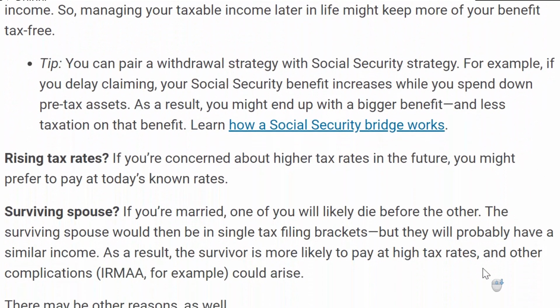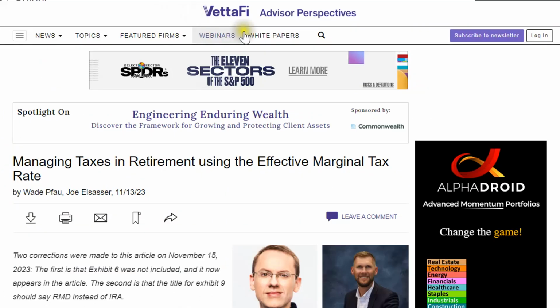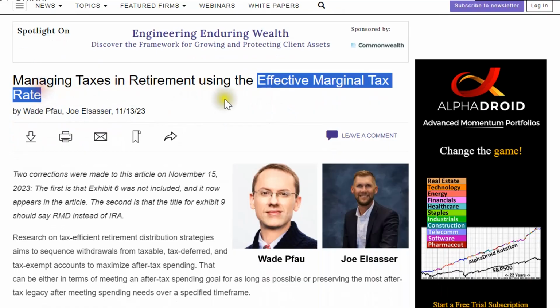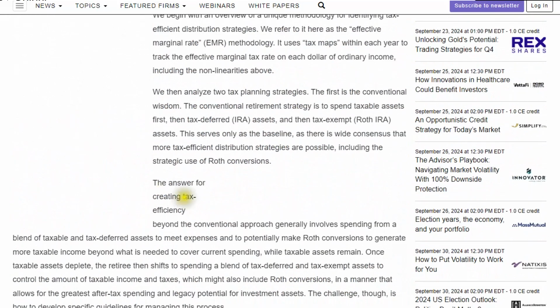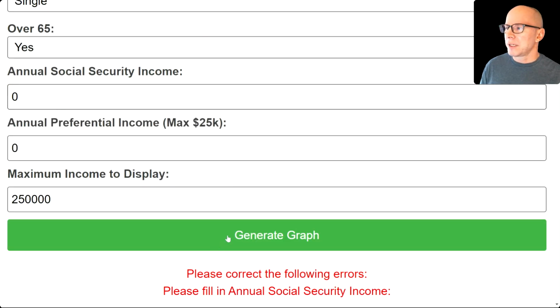So to understand how this works, it's helpful to look at what we'll call an effective marginal tax rate. And I want to be sure to tip my hat to Wade Pfau and others for that terminology and for some great research. I did not invent this. And note that we're talking not about marginal rates nor effective rates, but it's actually the two words together, a marginal effective rate. Let's start by looking at basic federal income tax rates.